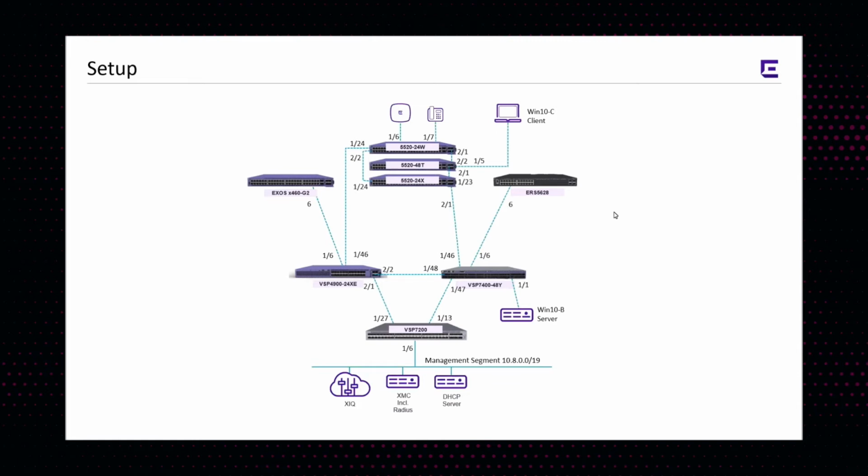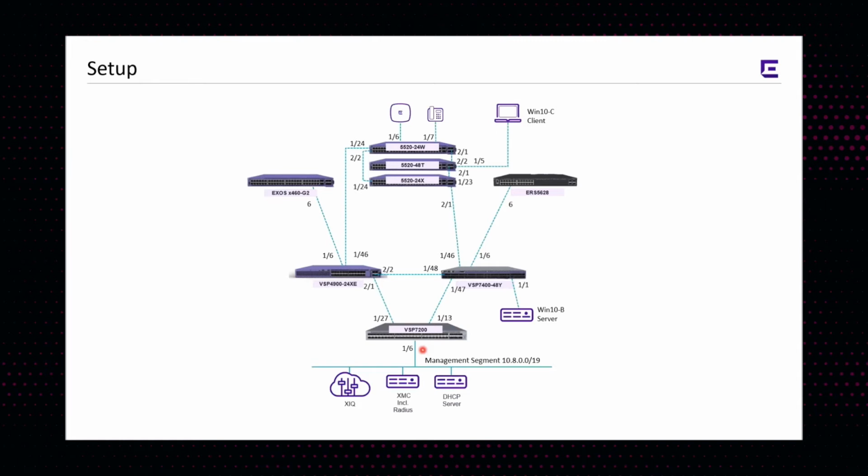In this setup here, we have a number of VSPs, and we have an access point, a telephone, a client, and a server. In this setup, the VSP 7200 will be acting as a seed switch, which has already been onboarded and on which some configuration has been made.